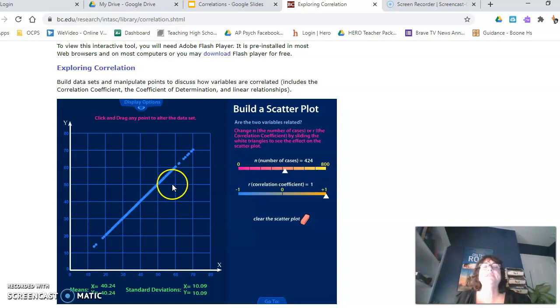Positive correlations slope upward, okay? And so that's going to indicate it's a positive. So the upward slope indicates it's a positive correlation. The tighter the line, the stronger the correlation.